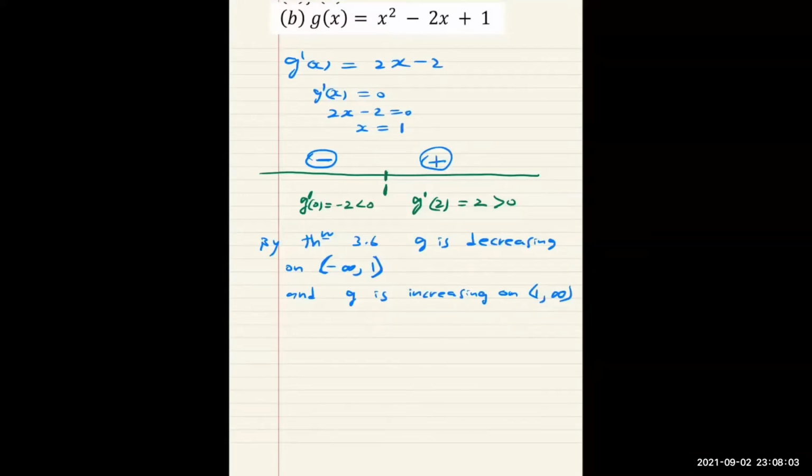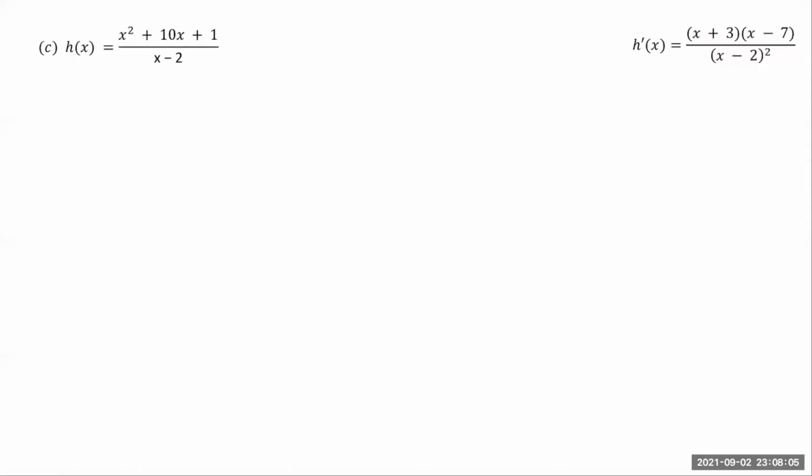All right, let's move on to the next example. Here is the next part. We are given h of x is equal to this particular function, and again we want to determine where this is increasing and where this is decreasing. For that, we need to figure out where the derivative of this function is positive and where it is negative. So I'm going to construct a sign chart for my derivative function.